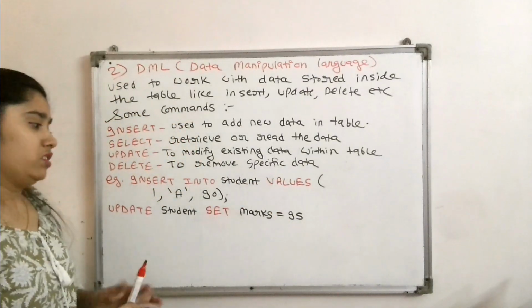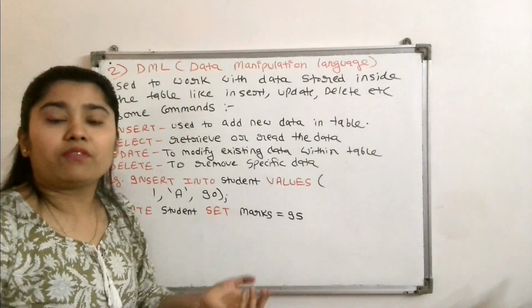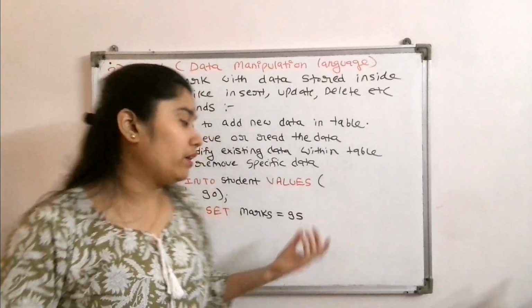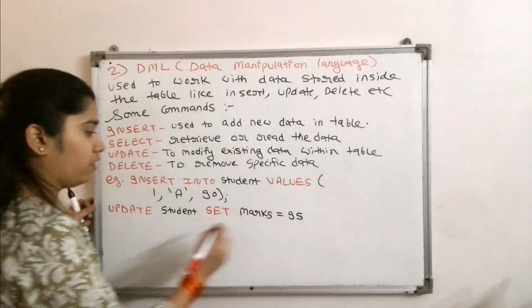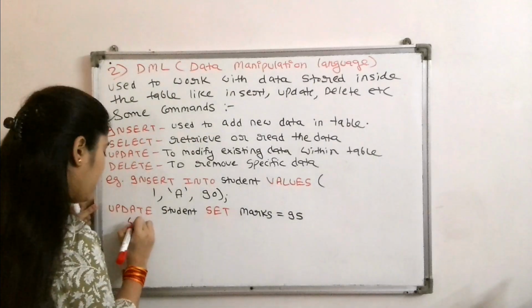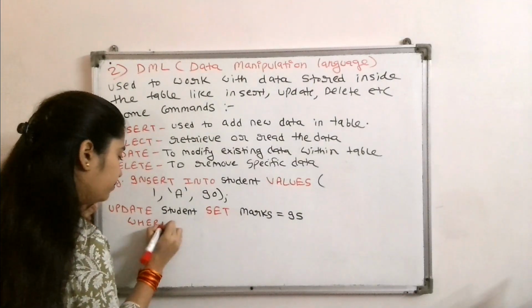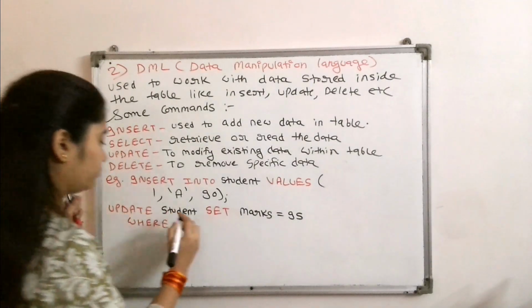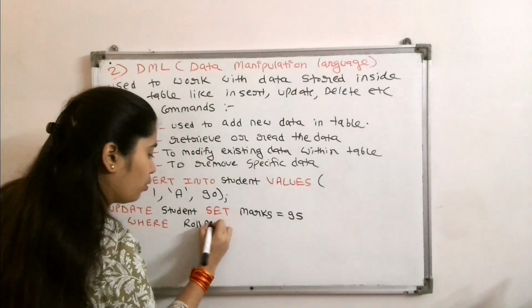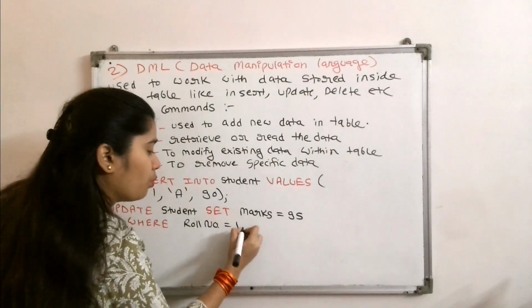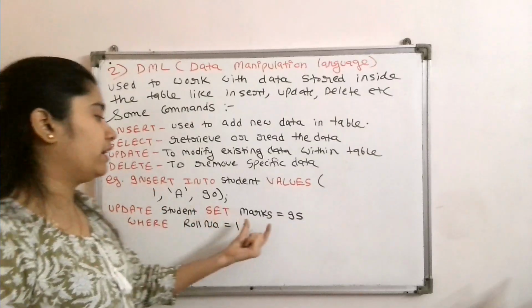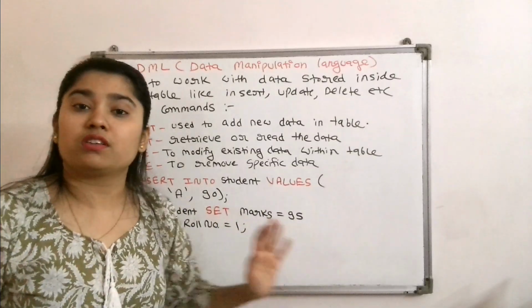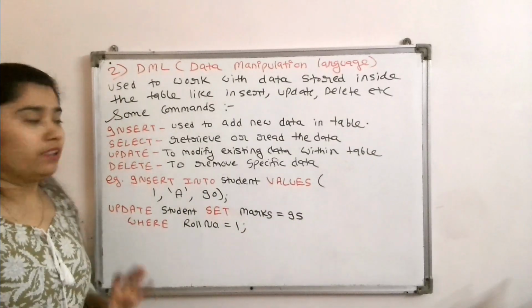Now, marks is 95, but we also have to give where we need to change that. So we will write WHERE roll number equals to 1. Where the roll number equals 1, update the marks as 95. So this is the query of the update.